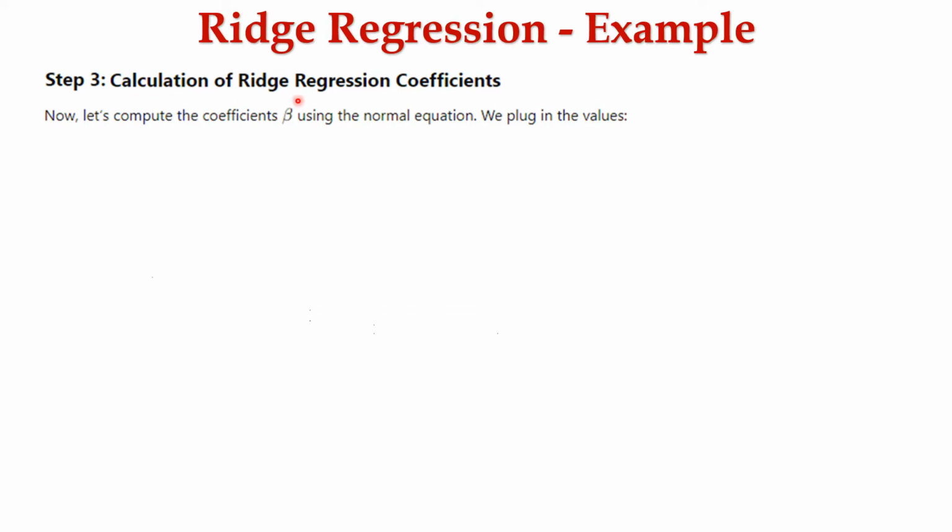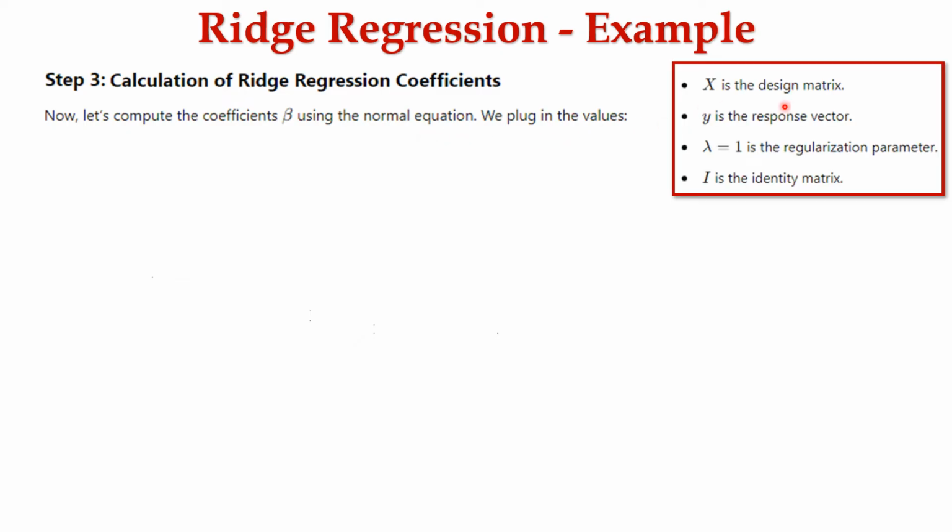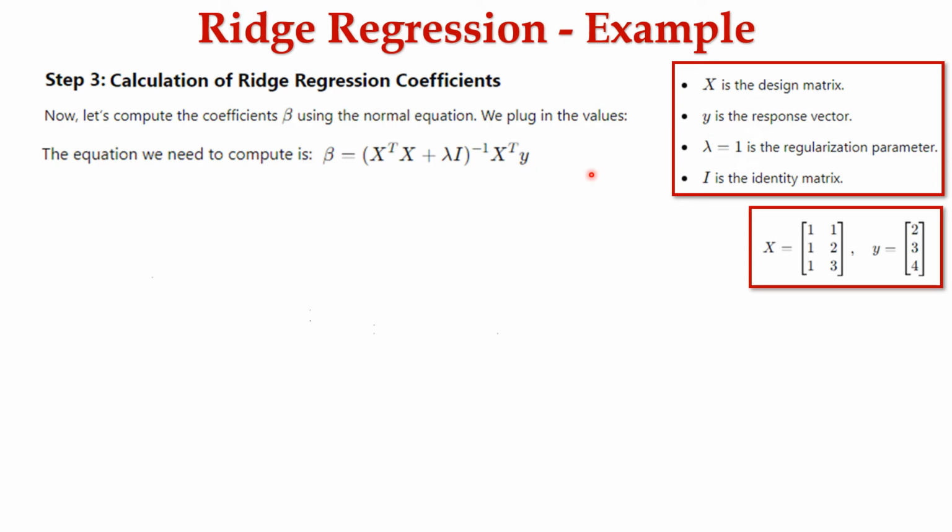In step 3, we need to calculate the ridge regression coefficient. So now let's compute the coefficient beta using the normal equation. We plug in the values where X is the design matrix, Y is the response vector, and we initialize lambda is equal to 1 here. It is the regularization parameter, and I is the identity matrix. The equation we need to compute is beta is equal to (X transpose X plus lambda I) inverse into X transpose Y, where the design matrix X value was 1, 1, 1, 2, 1, 3, and the response vector Y value was 2, 3, and 4. It is a column vector.